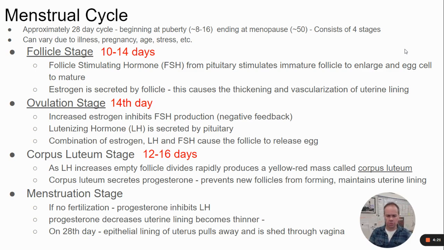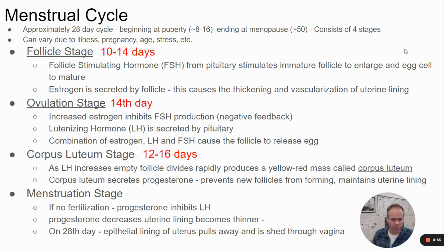After ovulation, the follicle that has just released its egg starts to change. It changes into a mass called the corpus luteum. This corpus luteum starts producing its own hormone called progesterone. Progesterone prevents new follicles from maturing, and it also maintains the lining of the uterus, keeping it thickened with new blood vessels developing. Again, this process is to support an embryo, which is going to eventually implant within the uterus if a woman becomes pregnant.